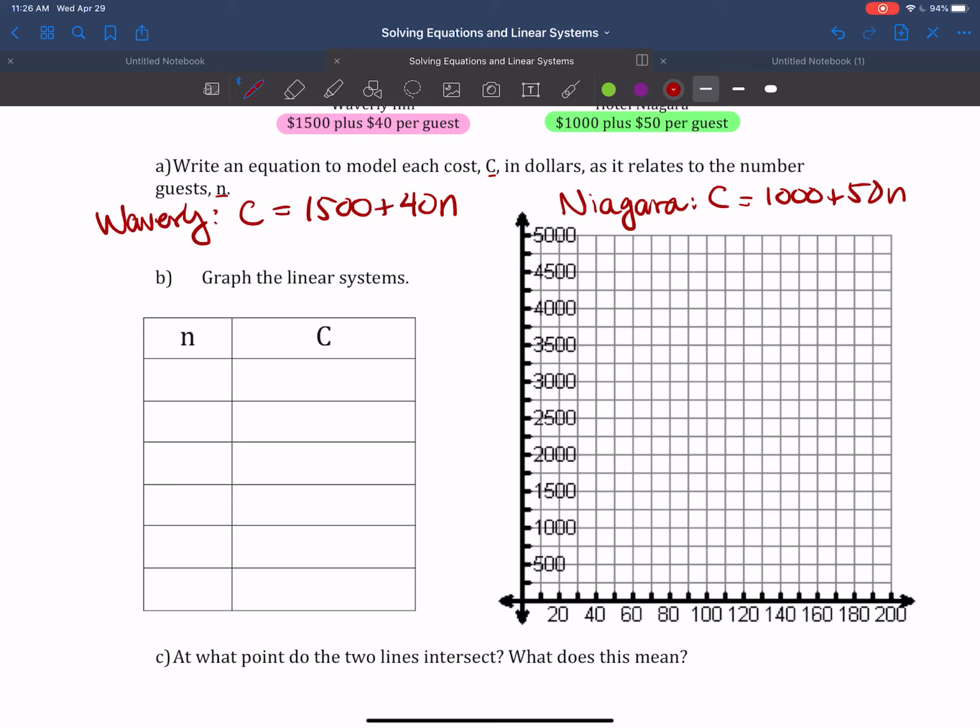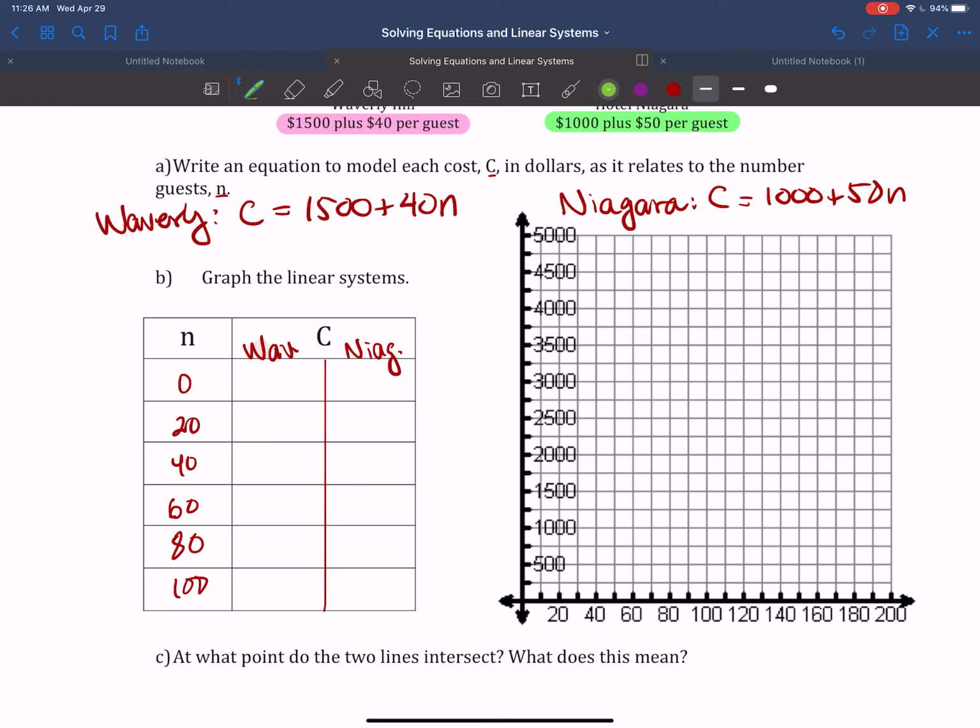So we're going to use a table of values here now. I should have done two columns, so I'm going to split that up. I'm going to put Waverly here, and we'll put Niagara over here. So 0 guests, 20, 40, 60, 80, 100. I'm just taking what's along the bottom of the graph there. So let's do Waverly in green.